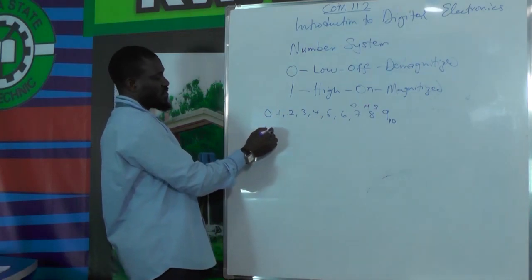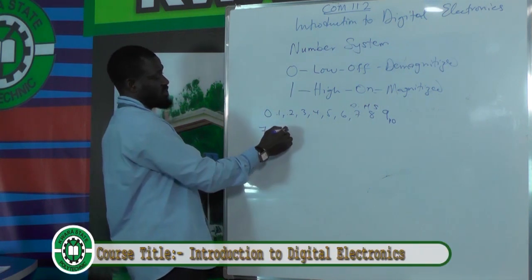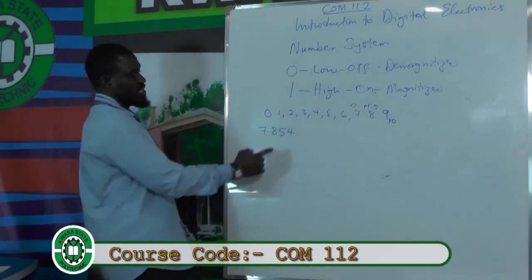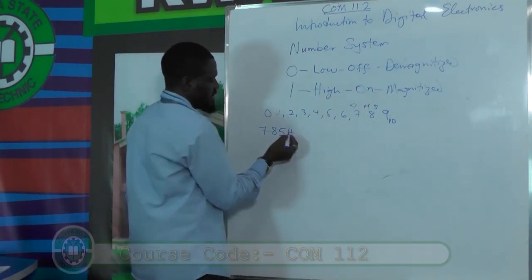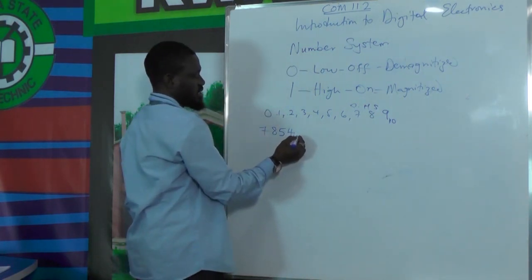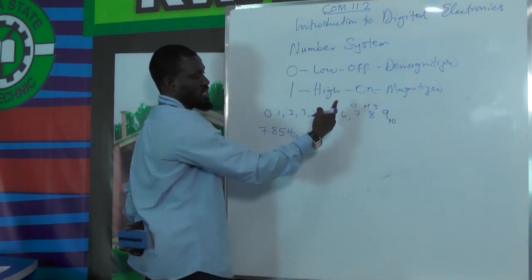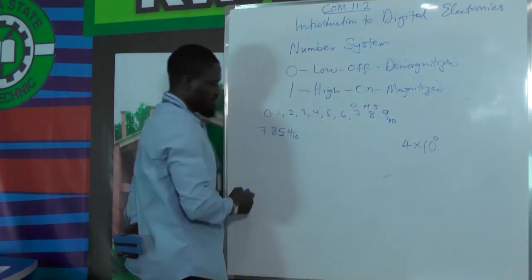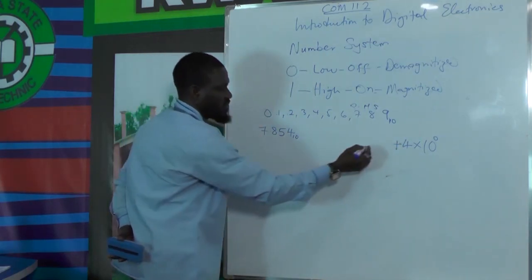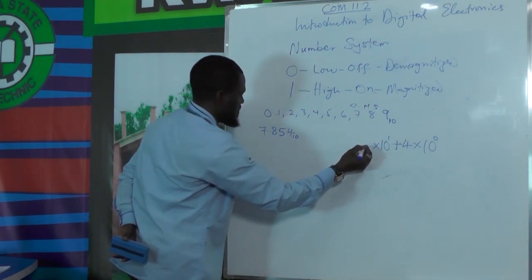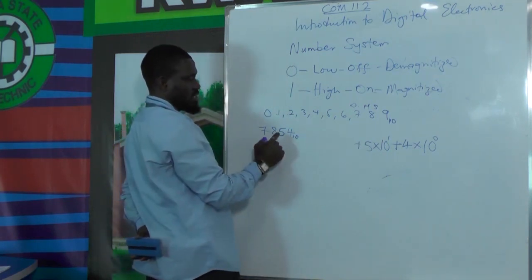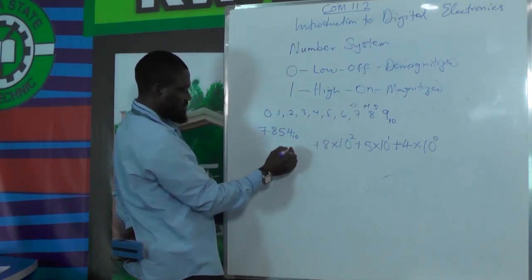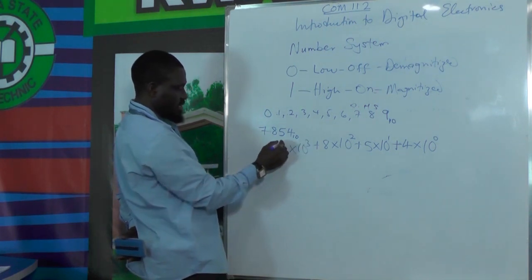Let's assume you have 7,854. By the time you would convert this, you will see that we are back to this, our point. Now, using our formula, this is 4. You now say, okay, this is base 10, mind you. We will now borrow that. Instead of using the 2 for that binary I used the other time, we are going to use 10. So now say 10 raised to power 0 times 4 plus 10 raised to power 1 times 5 plus 10 raised to power 2 times 8 plus 10 raised to power 3 times 7.